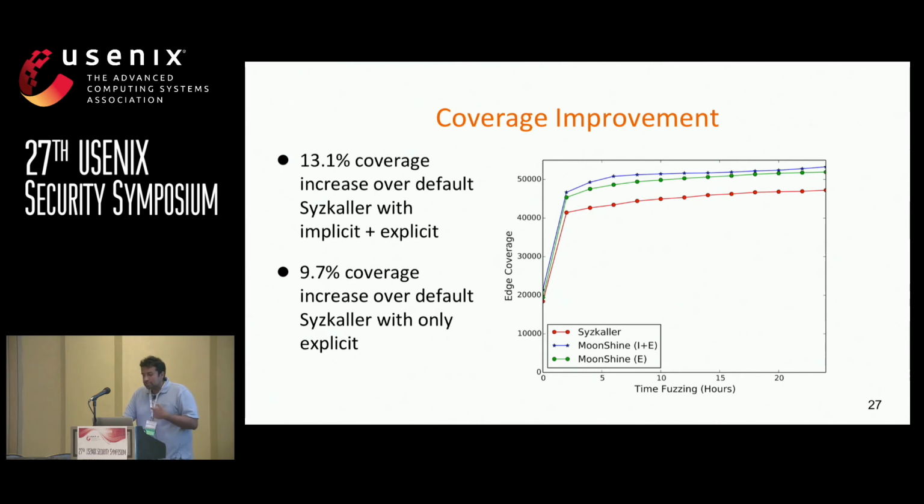And we measured 3 cases. We measured syzkaller using just its manual rules. We measured the case when it used seeds that tracked implicit and explicit dependencies, which we say is MoonShine I+E. And lastly, the case when it just used seeds that tracked explicit dependencies, MoonShine E. So we found that just tracking the explicit dependencies resulted in a 9.7% edge coverage increase. And by tracking both explicit and implicit, we were able to increase that to 13.1%.